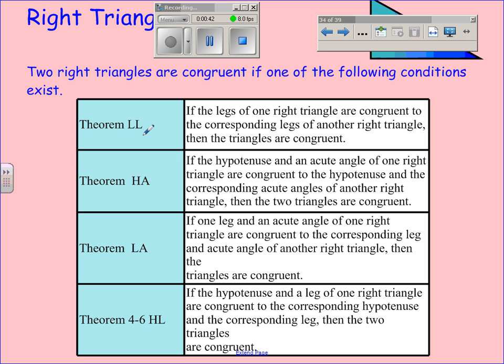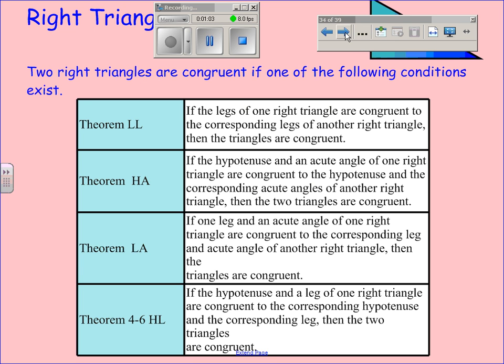Now, there are such things called LL, HA, and LA. However, you'll see once we have a picture, you'll see why we kind of don't talk about them. LL stands for leg. HA stands for hypotenuse acute angle. LA stands for leg acute angle. And of course, you know HL stands for hypotenuse leg.